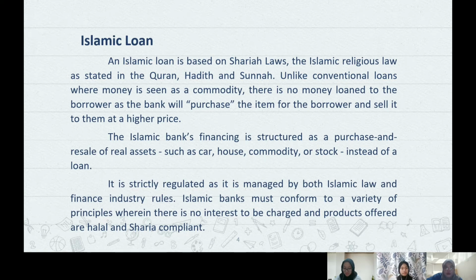It is strictly regulated as it is governed by both Islamic law and finance industry rules. Islamic banks must conform to a variety of principles wherein no interest is to be charged and the products offered are halal and Sharia compliant.